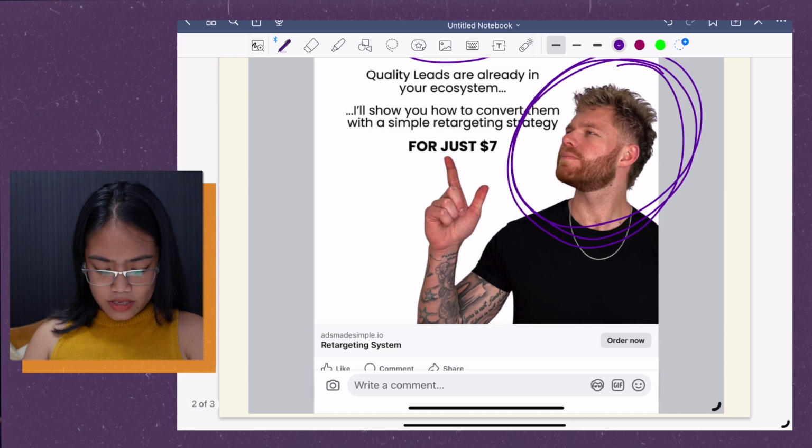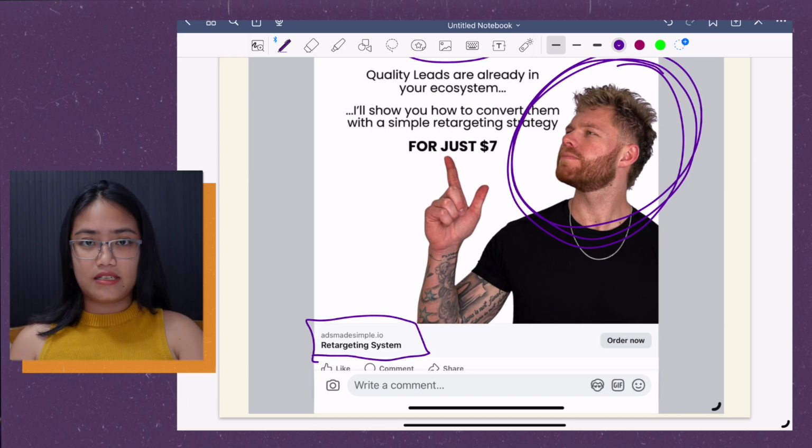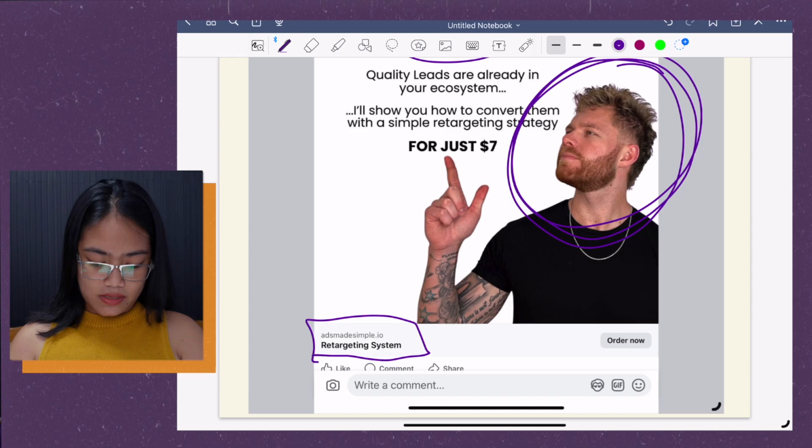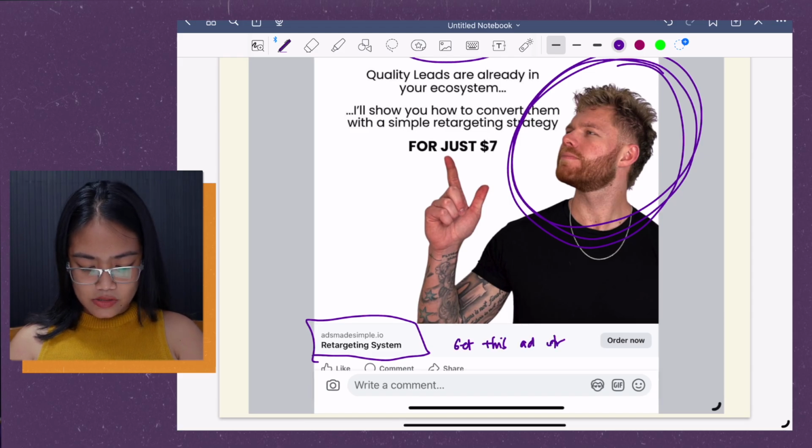And then one thing that I noticed here is that his headline just says retargeting system. What I usually do is that I would say, get this ad strategy today.